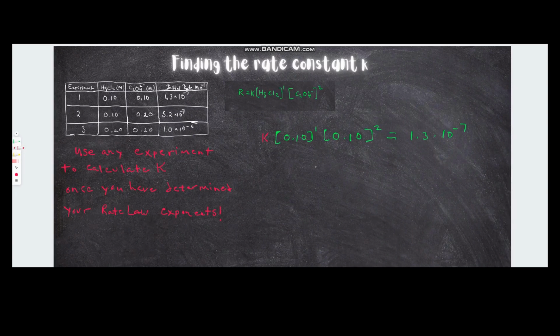Okay, for this one, we're just going to calculate k, so I'm going to go ahead and do the math real quick. Just multiply your 0.10 and your 0.10 squared. That's going to give you 0.001 times k. So once you do that, you divide 1.3 times 10 to the minus 7 by 0.001. You get that k is equal to 1.3 times 10 to the minus 4. So 1.3 times 10 to the minus 4. Hope this helps.